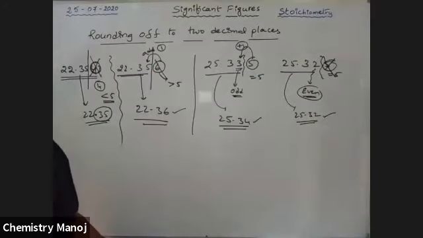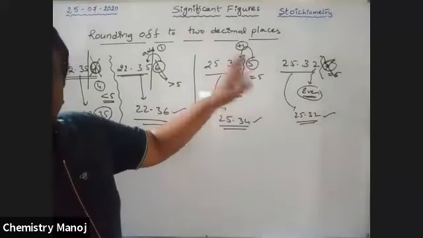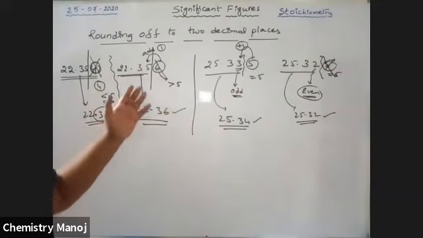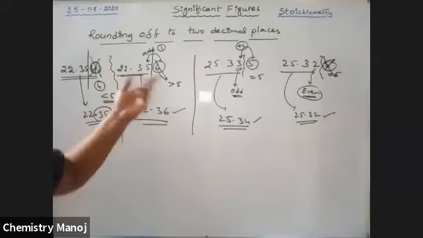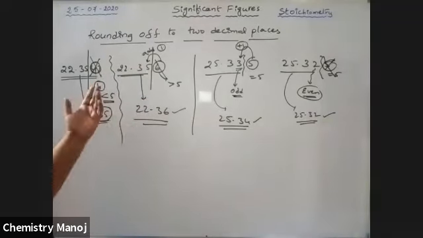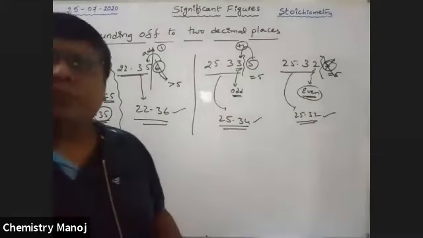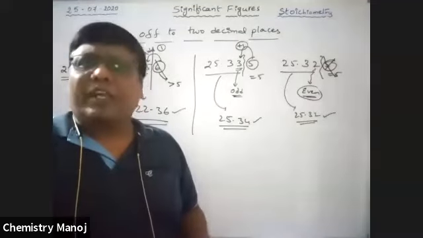If an even number is there, no addition of 1. If the previous number is odd, 1 is added. If the neglected value is 5, follow this rule. If more than 5 or less than 5, no problem. More than 5, add 1, whether it is an odd or even number. Less than 5, directly neglect it. So this is the way for rounding off values.